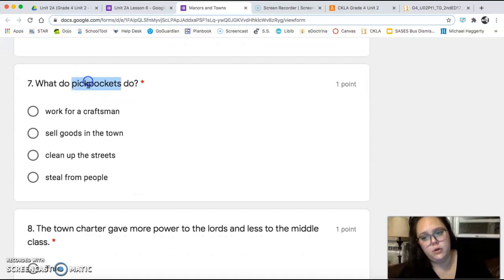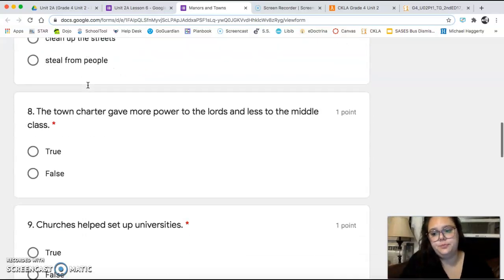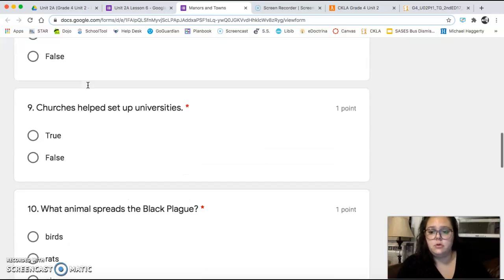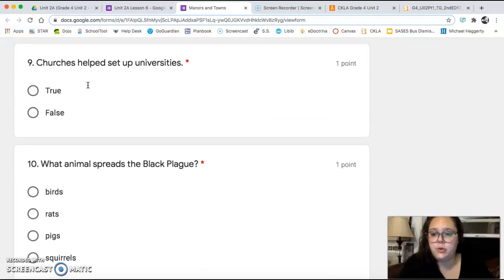Look at the word, pickpockets. Number 8, the town charter gave more power to the lords and less to the middle class. True or false? Number 9 is true or false. Churches helped set up universities.